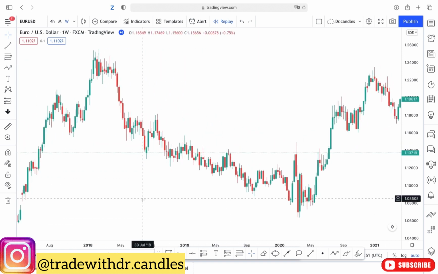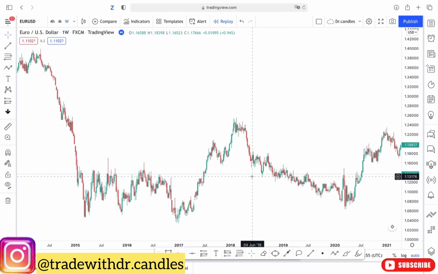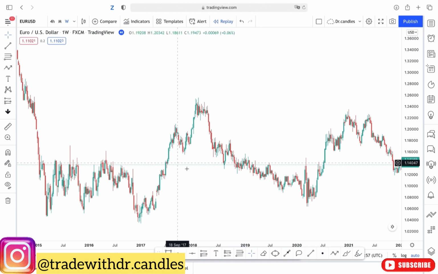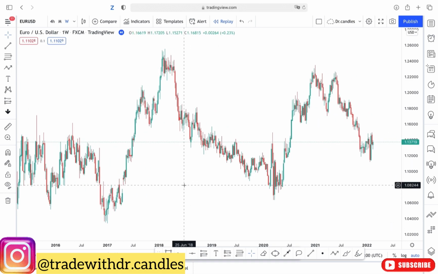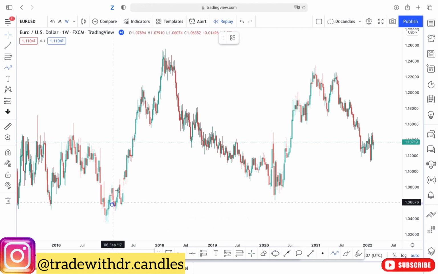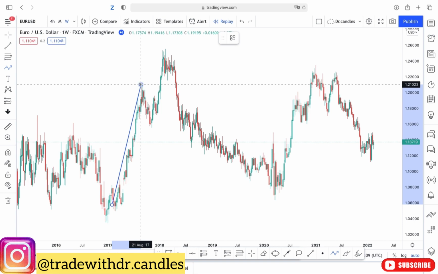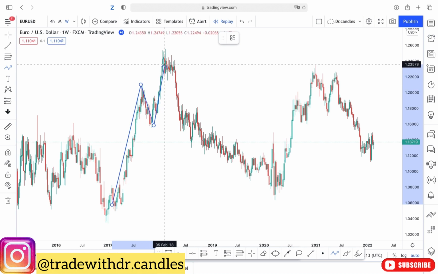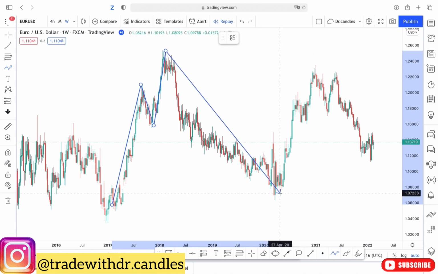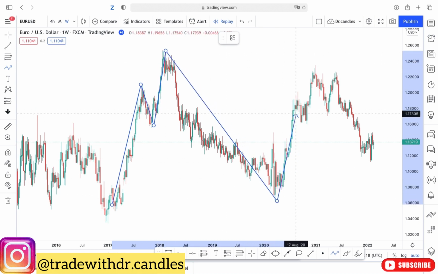I don't know if all of you know Quasimodo. I think I have treated Quasimodo as a topic. You can go and check on Quasimodo. When you check this pair on the weekly time frame, you realize that it formed a Quasimodo pattern around this area. This is the high, this is the low of the market, this is the higher high, the lower low, and then now the Quasimodo. Remember our Quasimodo lesson, right?